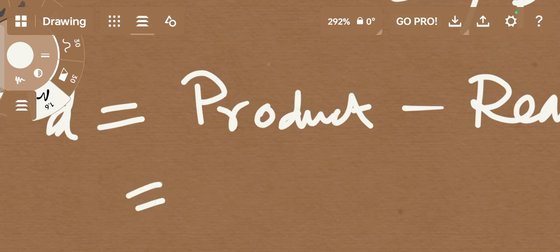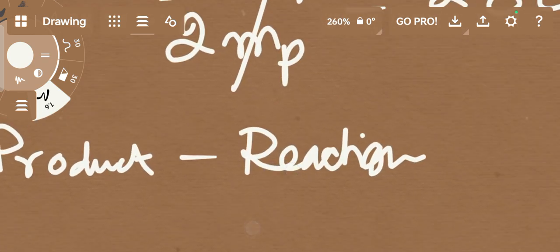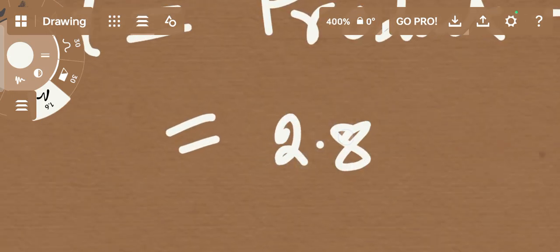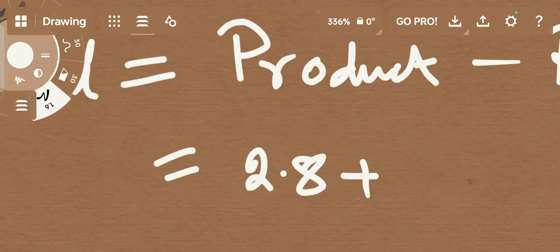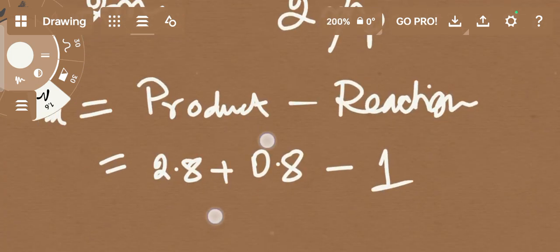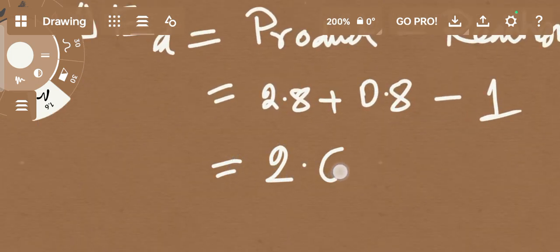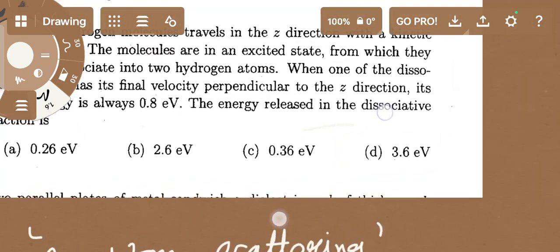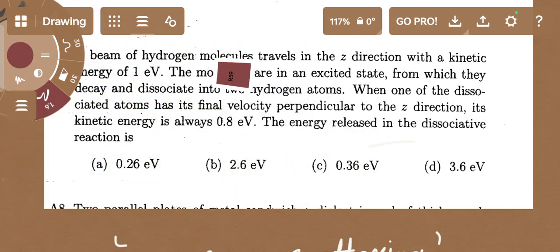So this is the kinetic energy of p2, that is 2.8. We are already given that the perpendicular hydrogen atom is moving with 0.8, and our reaction has 1 eV energy, so that is 1, which will give you 2.6 eV. And let's check the option. This is our correct option.